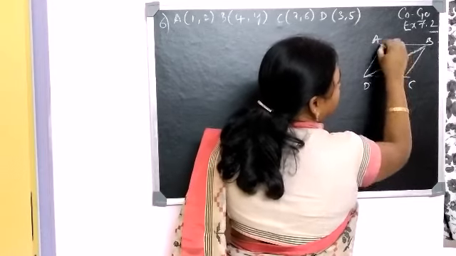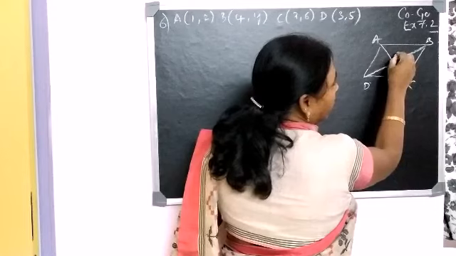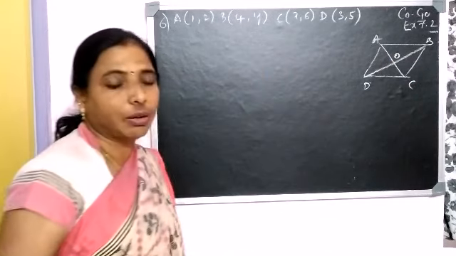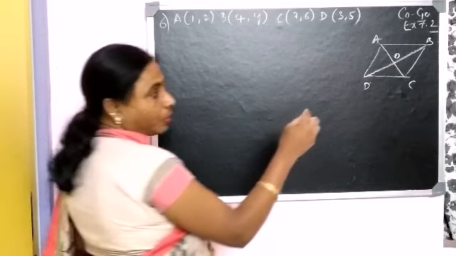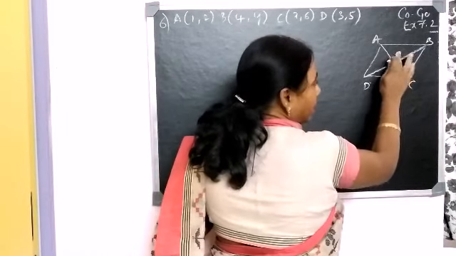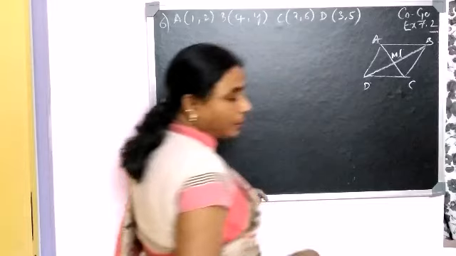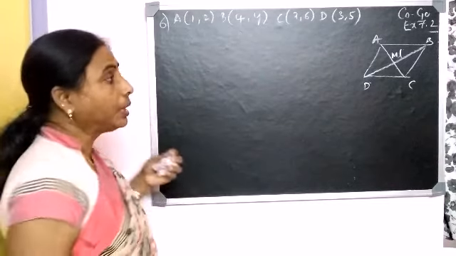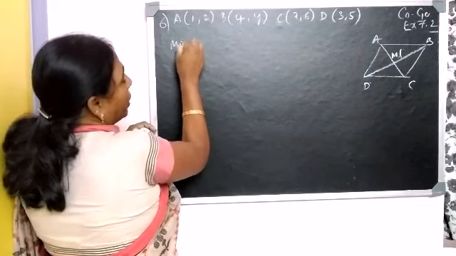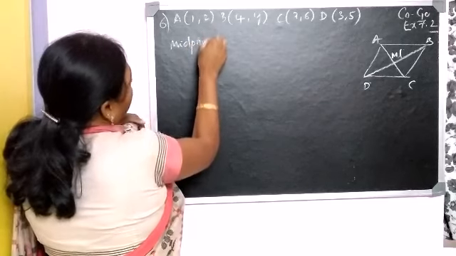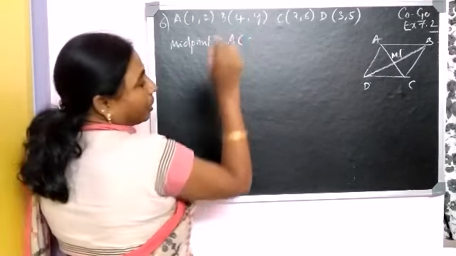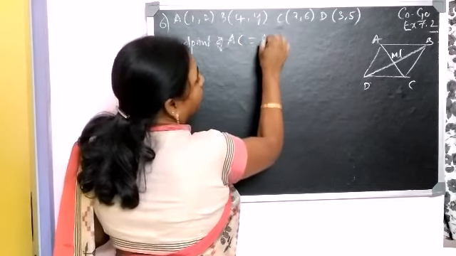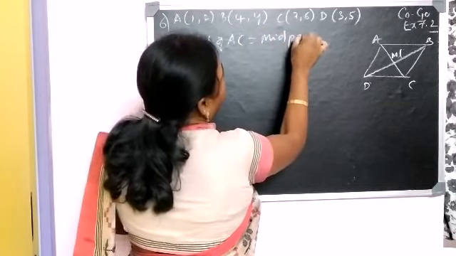Now these diagonals are intersecting at a point at the center, the midpoint. That means the midpoints are the same. The coordinates of the midpoints are the same. Let us take it that the midpoint of AC is equal to the midpoint of BD.